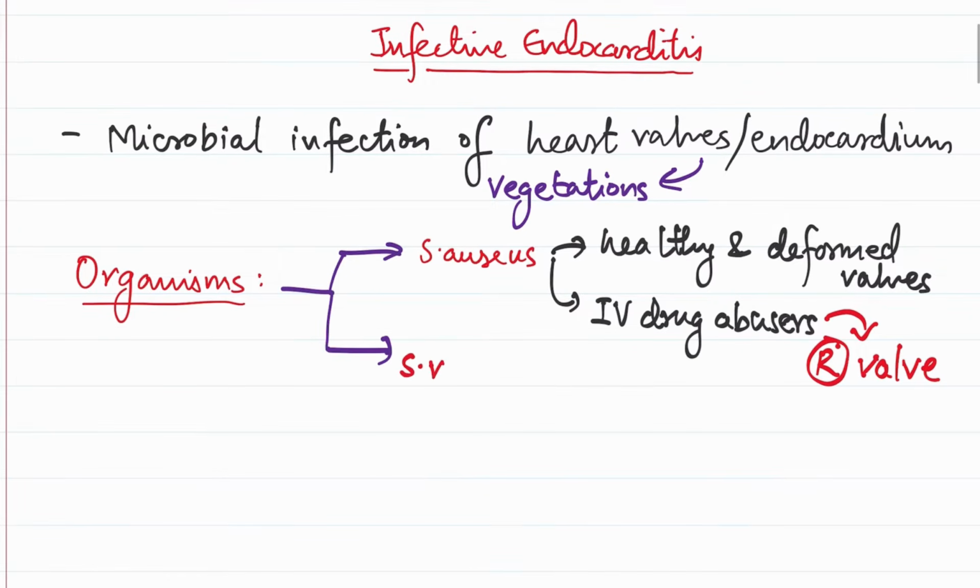The next organism is Streptococcus viridans. Now the viridans streptococci, compared to Staph aureus, are less virulent and affect deformed valves. It usually does not affect the healthy valves and it causes a subacute type. We'll discuss the different types of endocarditis later. It causes a less virulent subacute type of infective endocarditis.